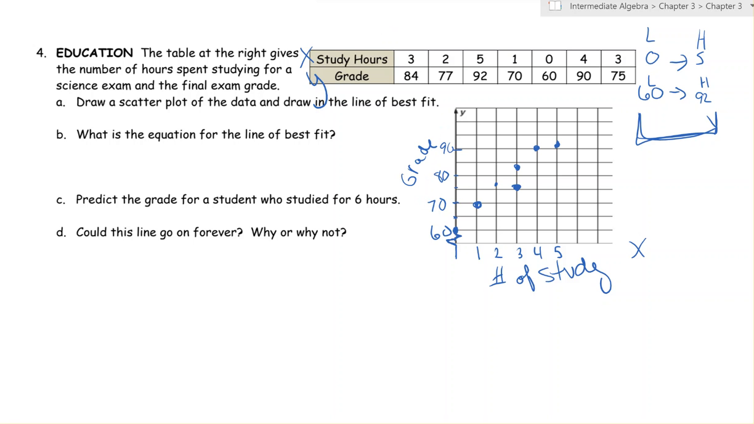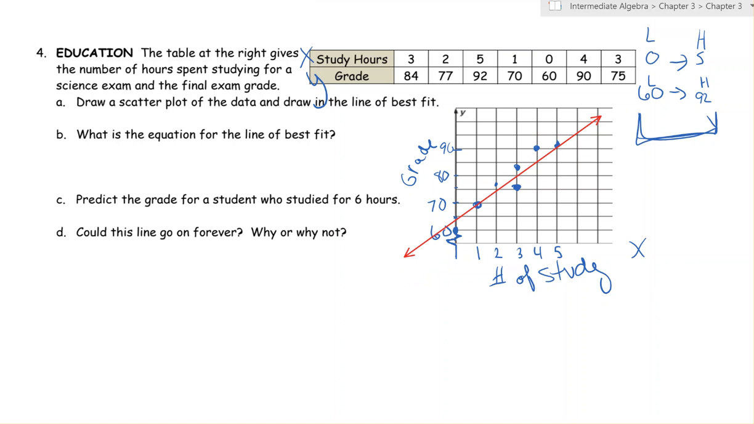So you can see the points that I plotted, and you can notice that there does look to be a correlation. It's a positive slope, and that should make sense. Hopefully the more that we study, the higher our grade will be. So I want you to, again, pause the video, and use a straight edge to draw a line of best fit.